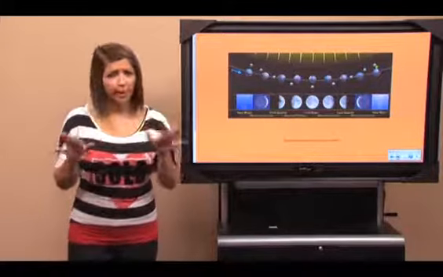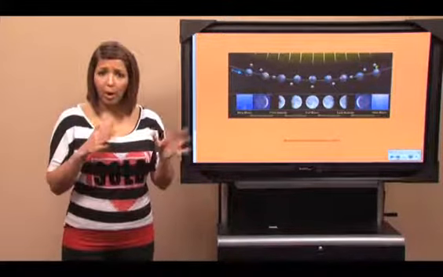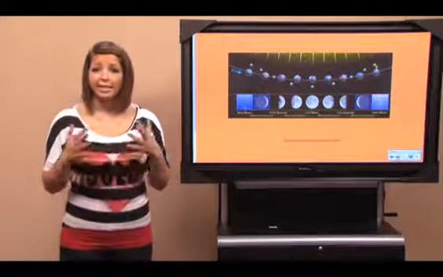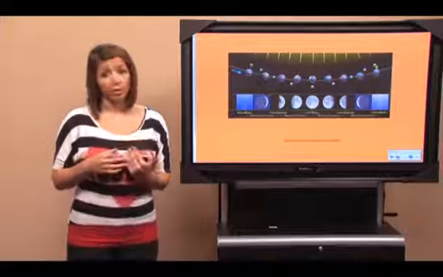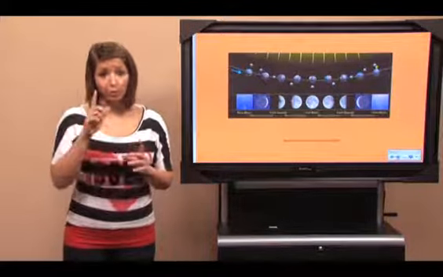Hey, now, don't panic, just remember, the moon waxes from right to left as it gets bigger and wanes right to left as it gets smaller. You get it. I'll prove it to you.